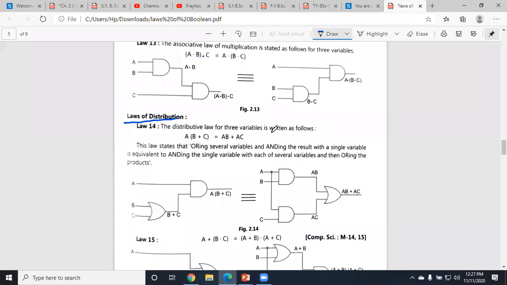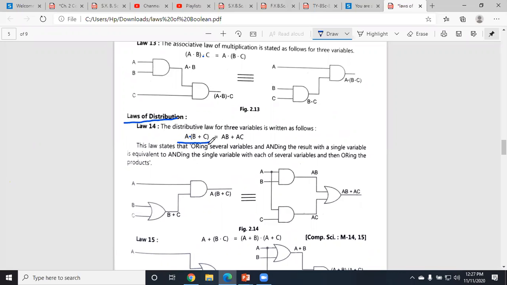The distributive law of three variables is written as follows. See, A, there is no sign in between. What does that indicate? Which sign is there by default? Multiplication. Correct. So A, there is a multiplication, in bracket B plus C. Now, as you can see here, in a single equation, you have multiplication as well as addition, both the rules. Correct. Now, while drawing the diagram, you have to consider both.